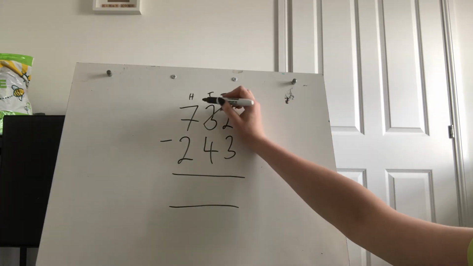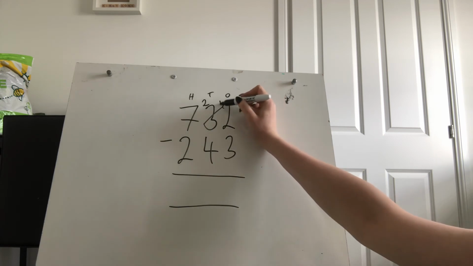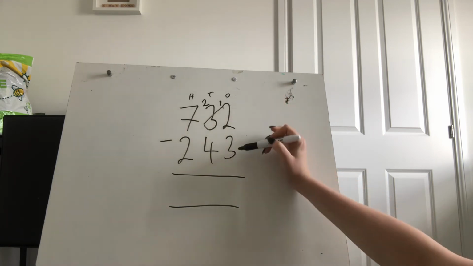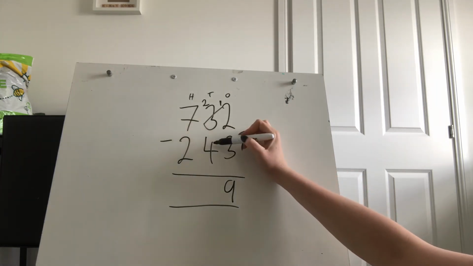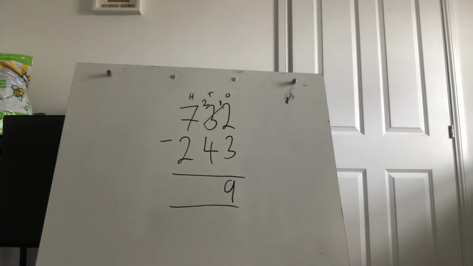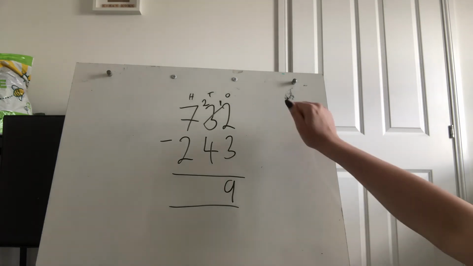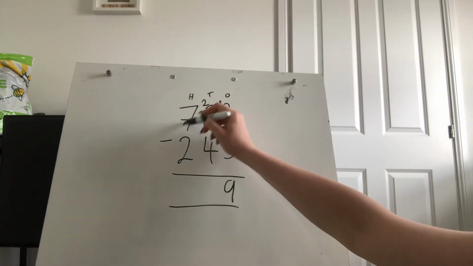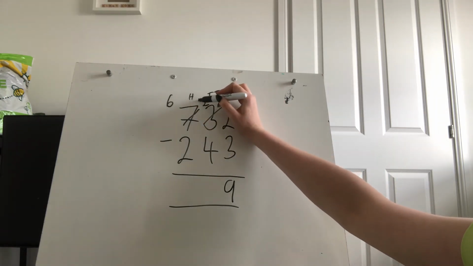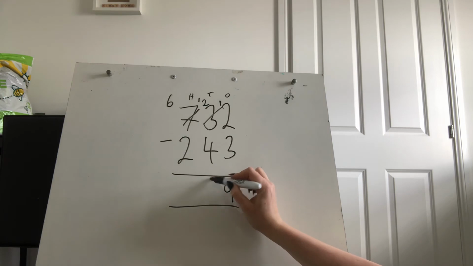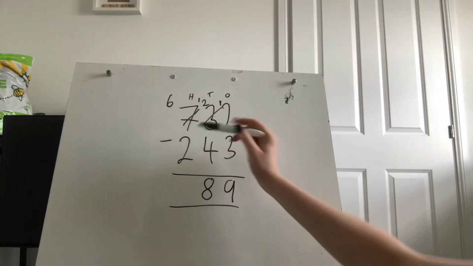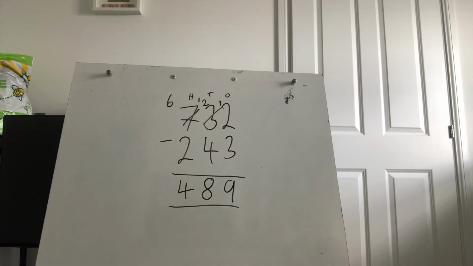And my 3 here is going to become a 2. And my 2 becomes a 12. So I've now got 12 take away 3, which is 9. And I've got 2 take away 4. Oh, I can't do 2 take away 4, so I'm going to have to knock on the door, this time on the hundreds. My 7 becomes a 6. The 2 becomes a 12, and now I've got 12 take away 4, which is 8, and I have 6 take away 2, which is 4. The answer is 489. Now if you followed that one, very, very well done, because that was a tricky question.